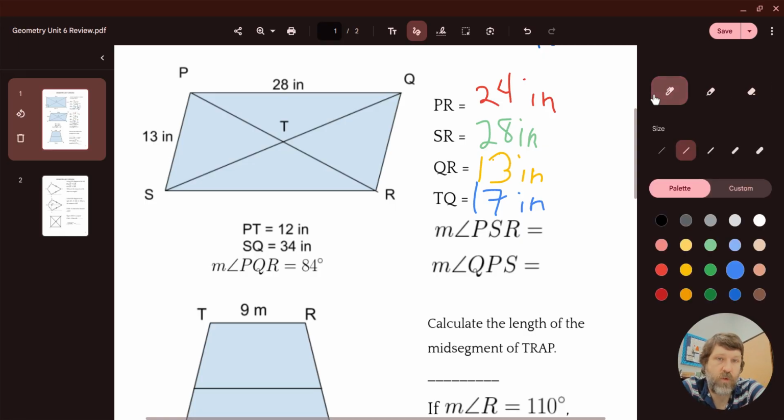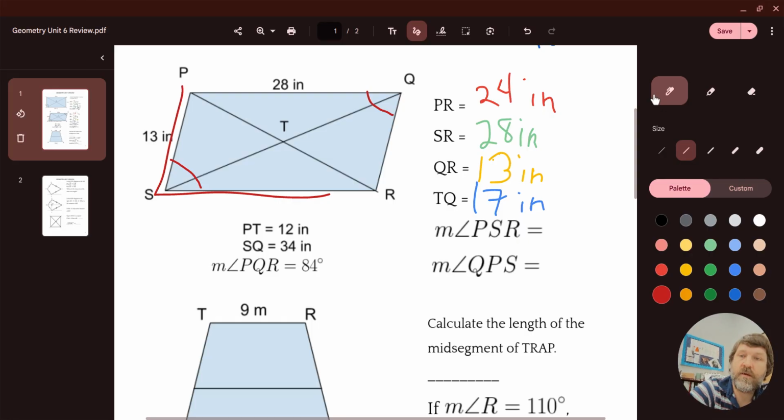This is going to be dealing with the angles. So angles, we know that PQR is 84. That's this one. And we know that the opposite angles in a parallelogram are equal. So those two red angles are going to be equal to each other, which means that PSR, that's this angle here, is equal to PQR. And so it's also 84 degrees. That's all you got to know for that one.